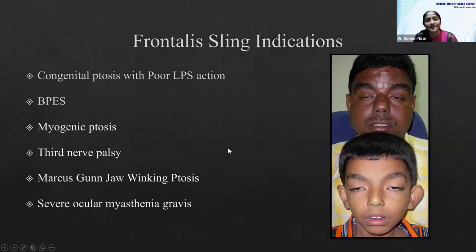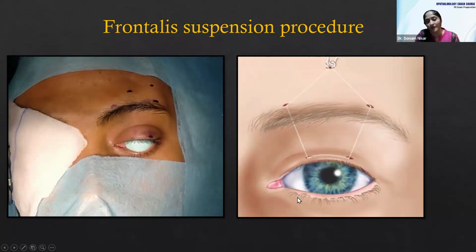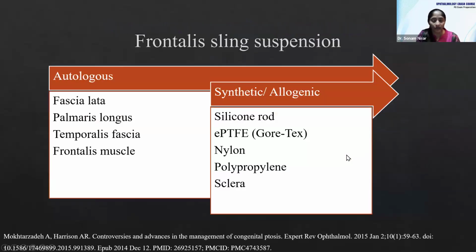Probably. Now, next is another surgery which has a lot of indications and implications: frontalis sling surgery. This is basically done when you have congenital ptosis or when there is poor LPS action. Cases with BPES, myogenic ptosis, third nerve palsy, Marcus-Gunn jaw winking, and very severe ocular myasthenia gravis. So you have two techniques here. You have Fox pentagon. You can just look at the diagram and draw the same thing in your examination. Then you have the Crawford, which is a double triangle technique. So these are the two techniques that you can use.